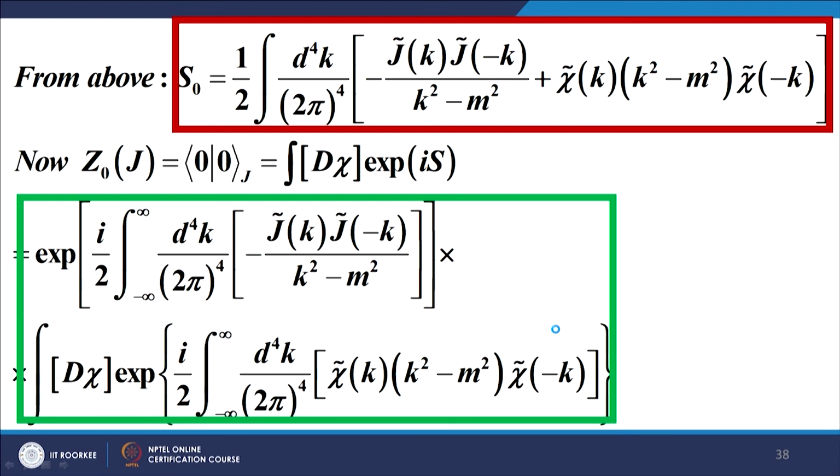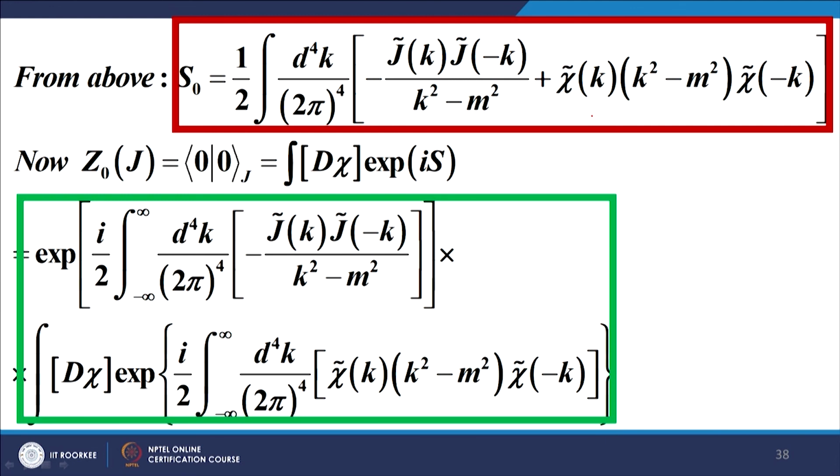Now, we can write this in terms of the action. Please note, this is the expression for the action, but we want the generating function. And what is the generating function? It is the integral of e to the power iS. So, we integrate this expression with the path integral, that is, d chi integral of this expression.